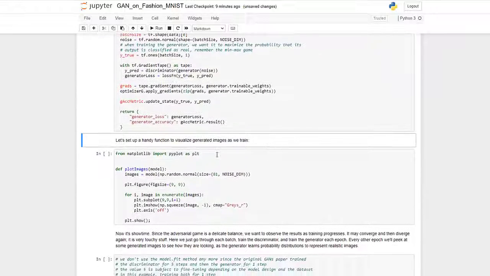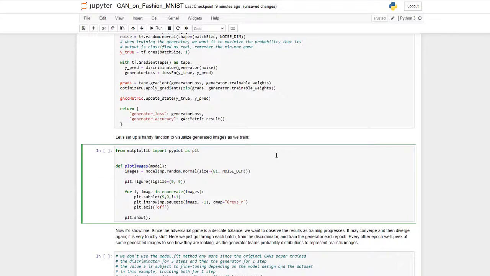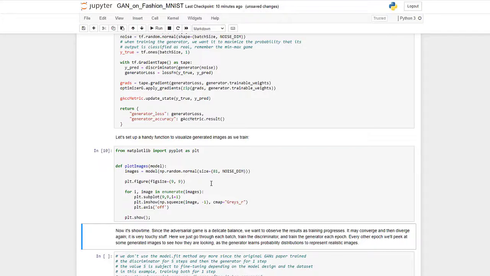All right, a little handy-dandy function here to visualize the generated images as we're going. All this is going to do is take as an input a model. It's going to pick 81 random numbers and pass that into whatever that model is, some sort of a generator, and visualize what it came out with in a 9x9 grid. So just a little helper function to visualize 81 random images given some model.